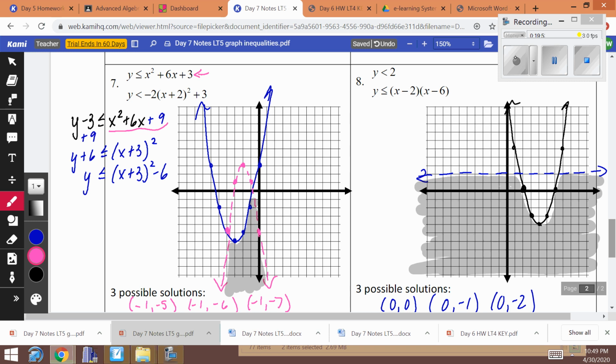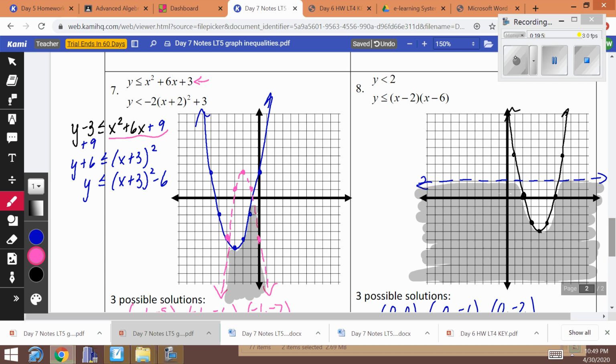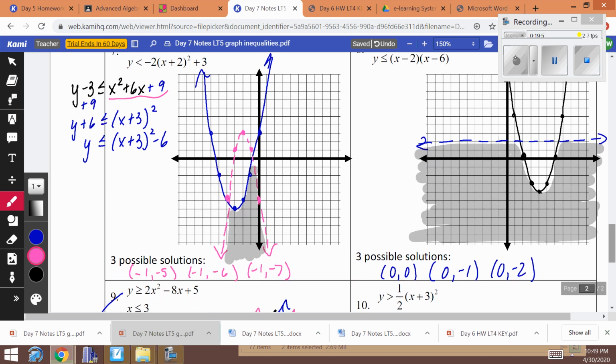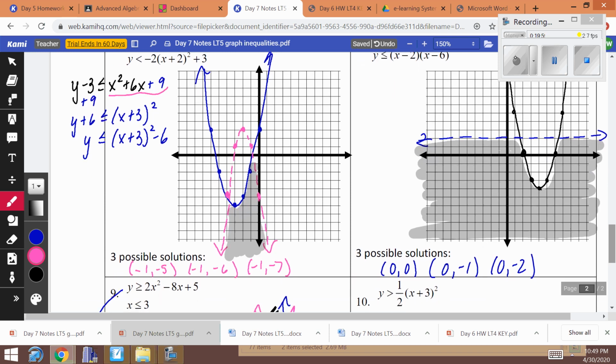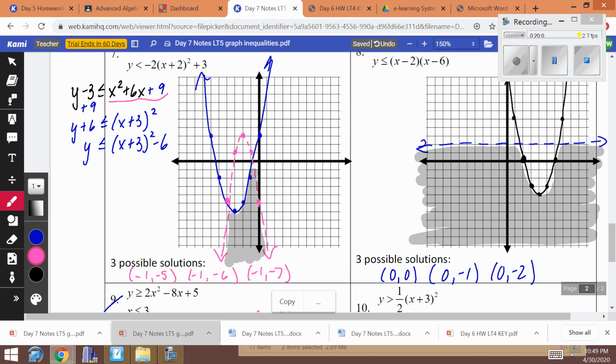You'll notice that it's less than both of these parabolas here. So it's shaded underneath both of them. Again, just for simplicity's sake on a computer, I'm just going to shade our final region. You can do that too if you can handle that. Otherwise, I like when you shade everything lightly and then just shade the intersection a little bit darker.